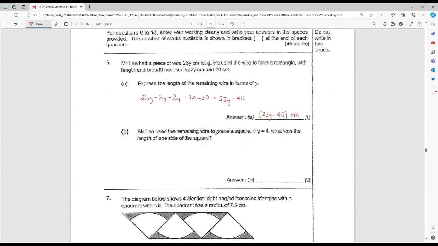Part B. Mr. Lee used the remaining wire to make a square. So this is your remaining wire. And if y is 4, what is the length of one side of the square? So this will actually give us the perimeter of the square. Use y equals to 4. 22 times 4, since it's 22y, minus 40. 22 times 4 is 88. 88 minus 40 is 48. This is the perimeter of the square. So for the length of one side, we will divide it by 4 because the square has 4 equal sides. So each side is 12 cm.